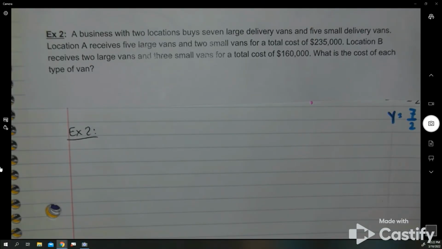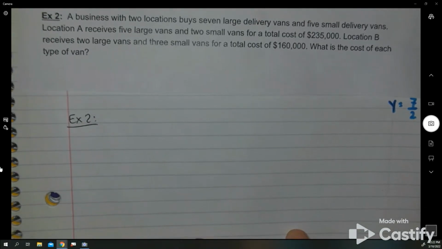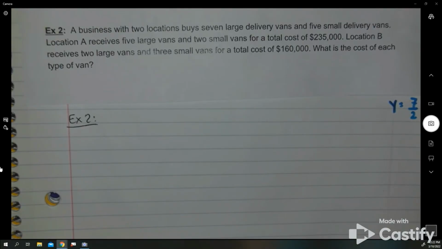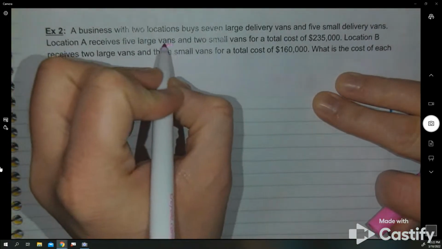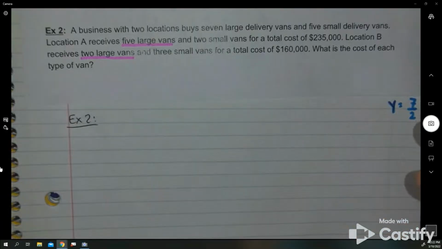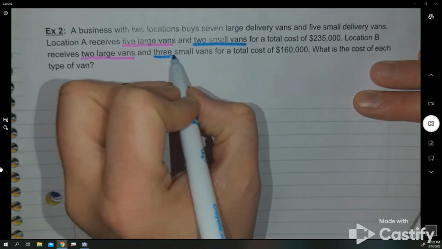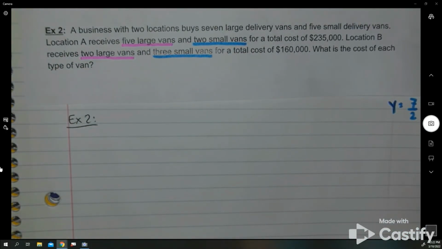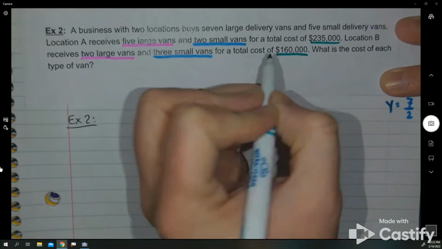So the first thing we have to do in order to figure out the cost is write a system ourselves. So we need to decide which is which. I'm going to say that the large vans are going to be my X values, and the small vans are going to be my Y values. Also important in this problem is our total cost. So we have $235,000 for the first set, and $160,000 for the second set.